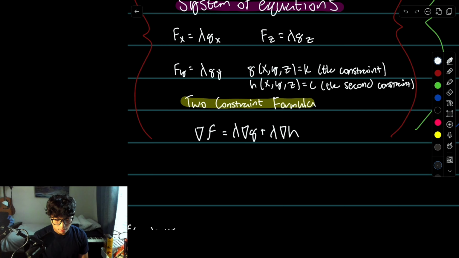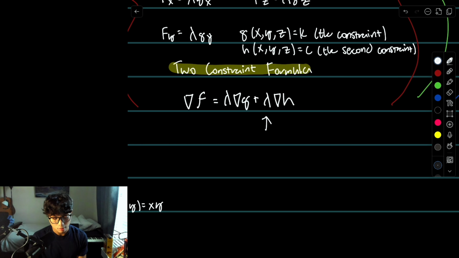Before this tutorial begins, I did keep making a mistake throughout the video in the intro where I kept saying that this was lambda, but that is wrong. The two constraint formula is del f equals lambda del g plus mu del h. I apologize for that mistake. This is mu, not lambda.